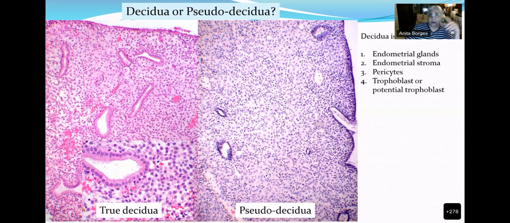Okay. But now we have answered this question. But anyway, let's see. Ruta, answer this quickly. Decidua is derived from what? Endometrial glands, stroma, pericytes, trophoblast, or potential trophoblast? Decidua is derived from? Trophoblast, ma'am.